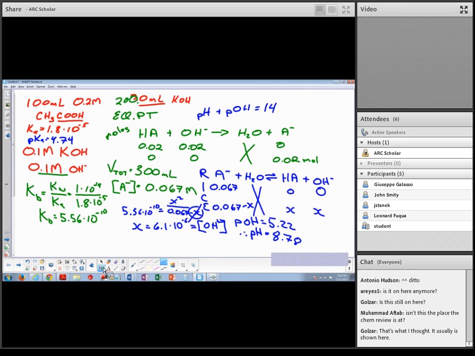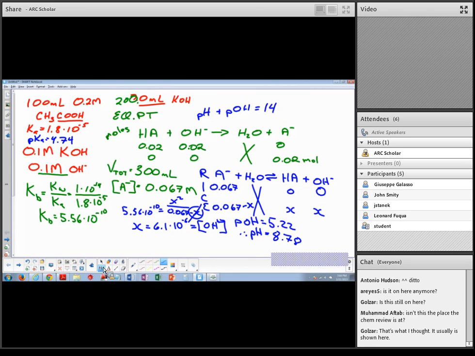Okay? I still see some people that are kind of confused here. Questions? Let's stop here for a second and think of questions. How did you know that you had to use Kb? Because it was A minus. Right, because we used up all the HA, and so all we were left with was the conjugate base. Okay, anytime we use a base, we want to use Kb's.